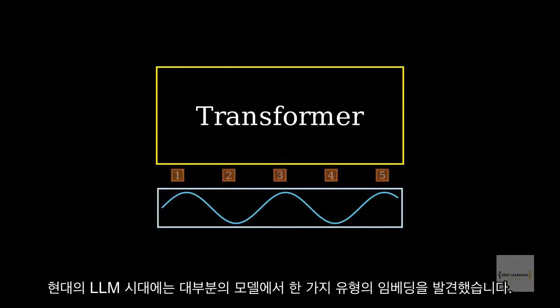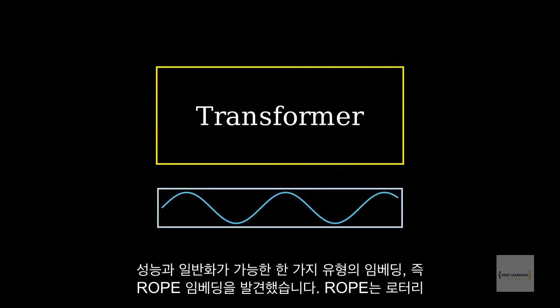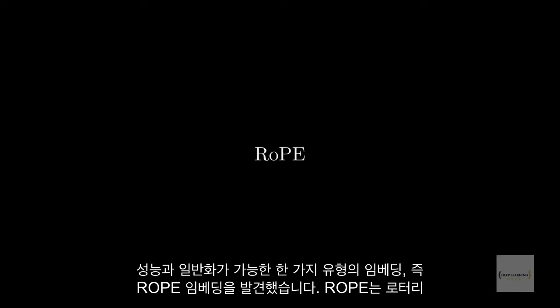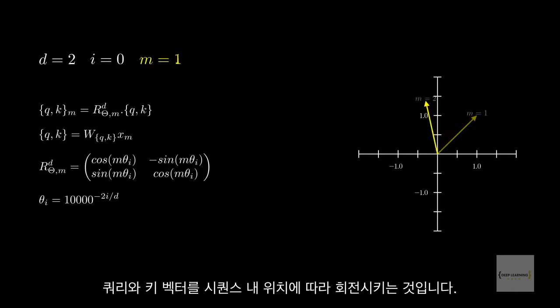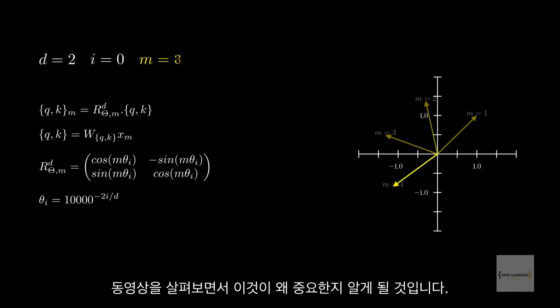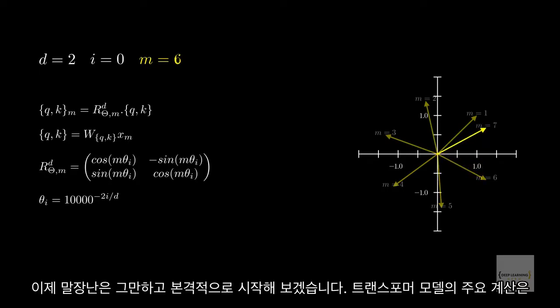In this modern era of LLMs, most models have found one type of embeddings to be performant and generalizable, that is, RoPE embeddings. RoPE stands for Rotary Positional Embeddings, and as the name suggests, its primary functionality is rotating query and key vectors based on their position in the sequence. As we go through the video, we will see why this is important and things will fall into place. So, with no pun intended, let's get the wheel spinning.